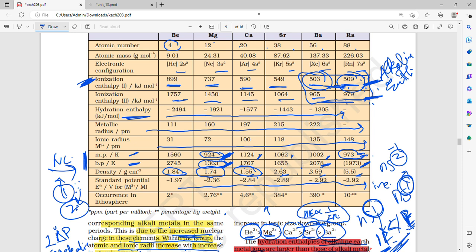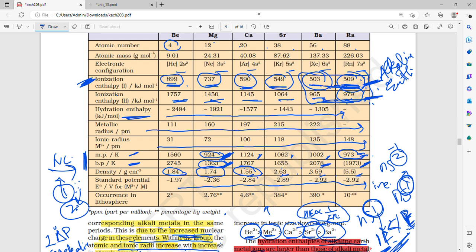Now we come to ionization enthalpy. Beryllium has very high ionization enthalpy. It decreases for magnesium, then again decreases for calcium, strontium and barium, but radium has greater ionization enthalpy than barium. This is for the first ionization enthalpy. The second ionization enthalpy also decreases, but again radium has greater first as well as second ionization enthalpy as compared to barium.